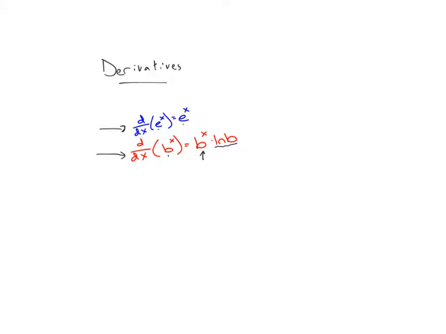So these are the two big formulas to learn from this section, and then just apply everything that we've done previously, chain rule, product rule, quotient rule, to these two new formulas.